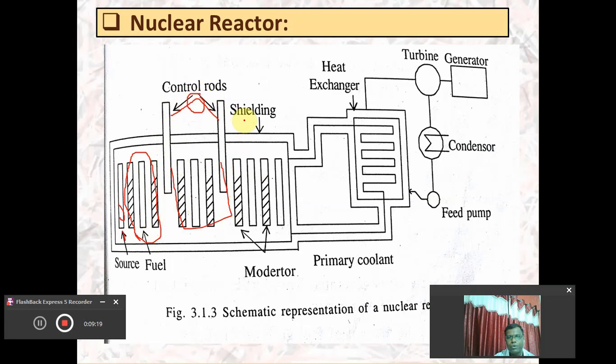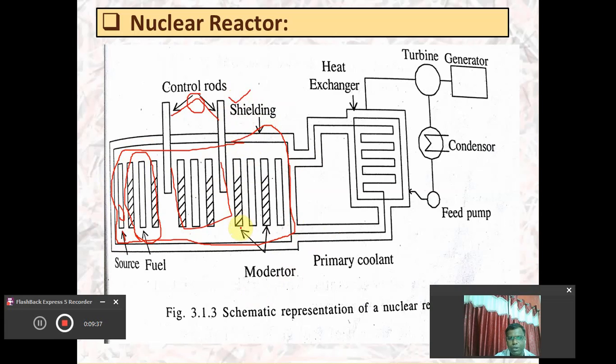And again, in order to prevent the leakage of radiation out of the central part of the nuclear reactor, that we call the core, it is surrounded by thick sheets of lead, and this we call the shielding. So this is the shielding. I hope you understood this.